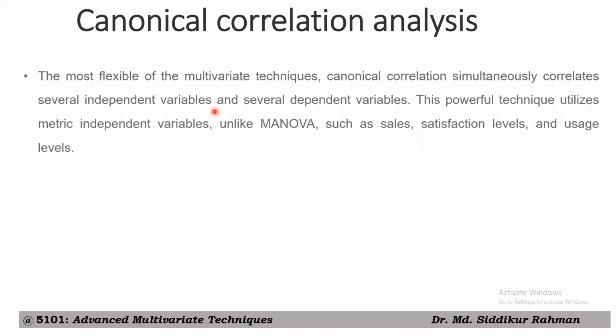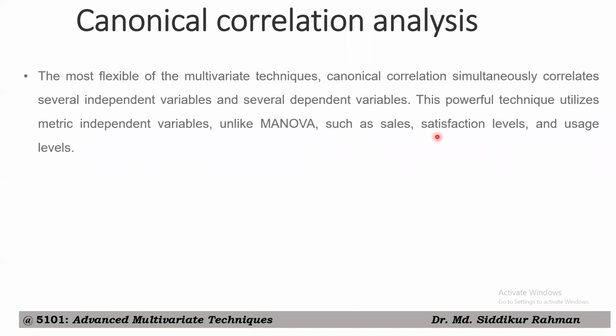right? So normally in real life we have several variables, including independent and dependent in nature, right? So if we want to simultaneously correlate or analyze several independent and dependent variables, we can take help. And if our objective is mainly correlation, then we can take help from one of the techniques called canonical correlation analysis, right? This is definitely a powerful technique which utilizes metric independent variables. So the independent variables must be metric, and this is not like the MANOVA.